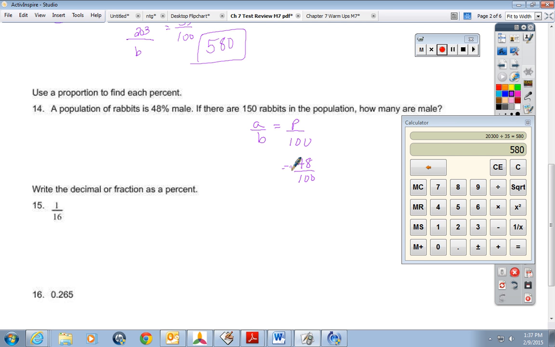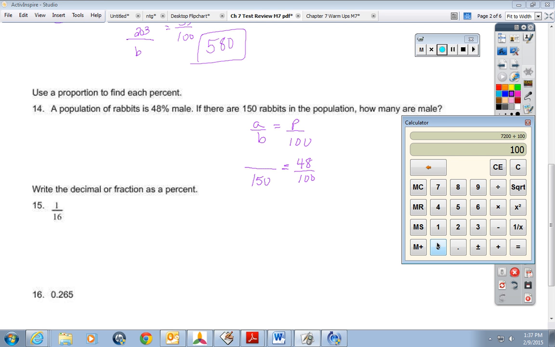It's the total. So of the total, part of them are male. So we're trying to figure out what part. So we're going to take 48 times 150 and then divide by 100. Would it make sense to get a decimal here? Can we have part of a rabbit? No, not a living one at least.